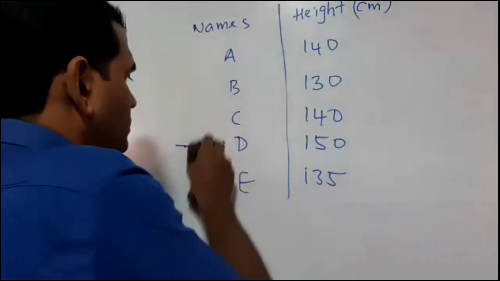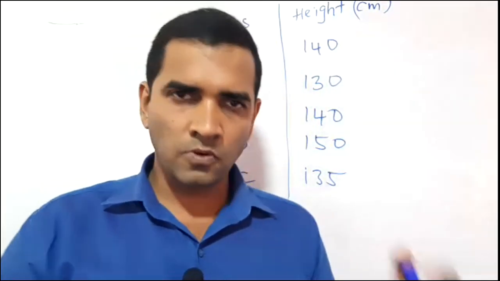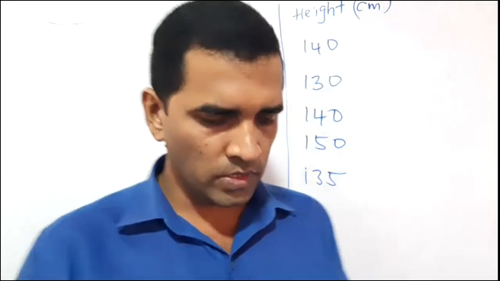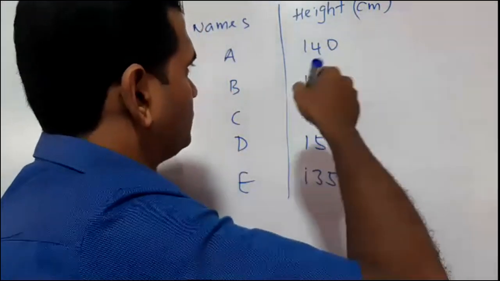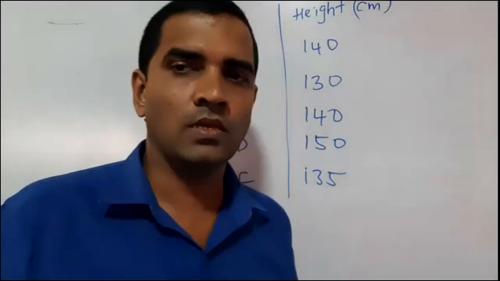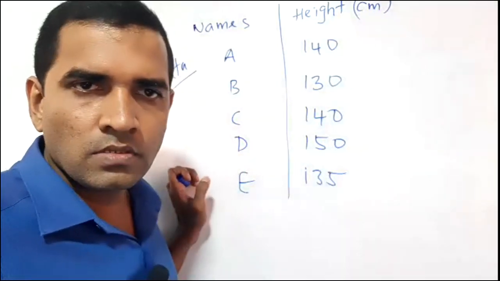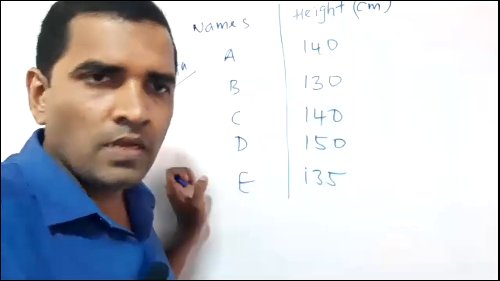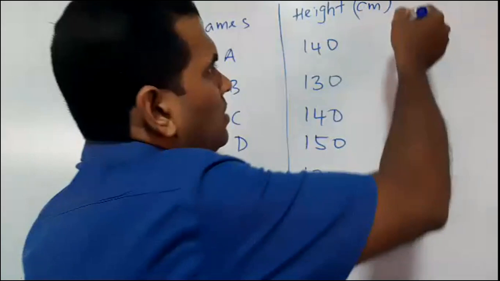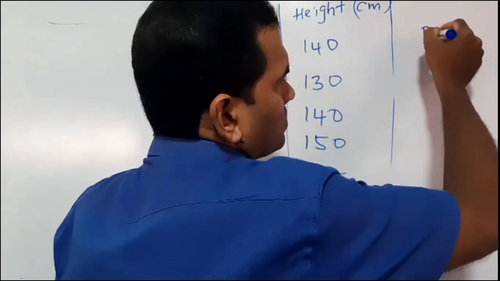So let's process this in a meaningful way. I'm going to process this one in a meaningful way to get some meaningful information. Okay, look here. So this is data. Let's arrange these heights in descending order from tallest to shortest. So I am rewriting this table. Rewriting this table, this is process.